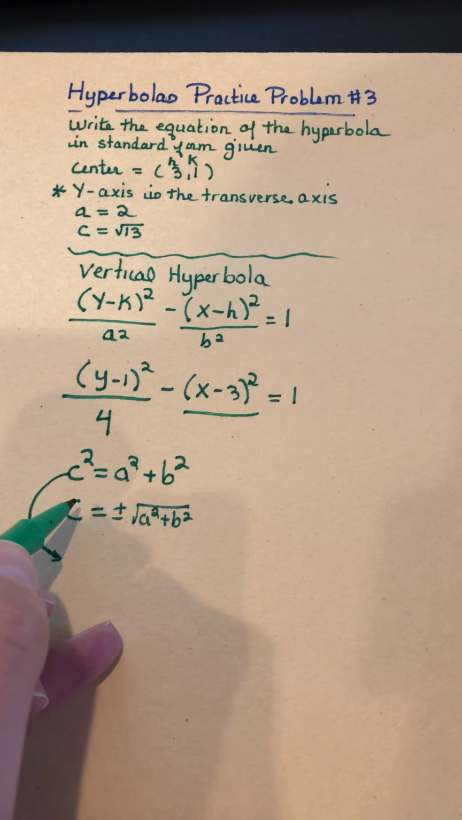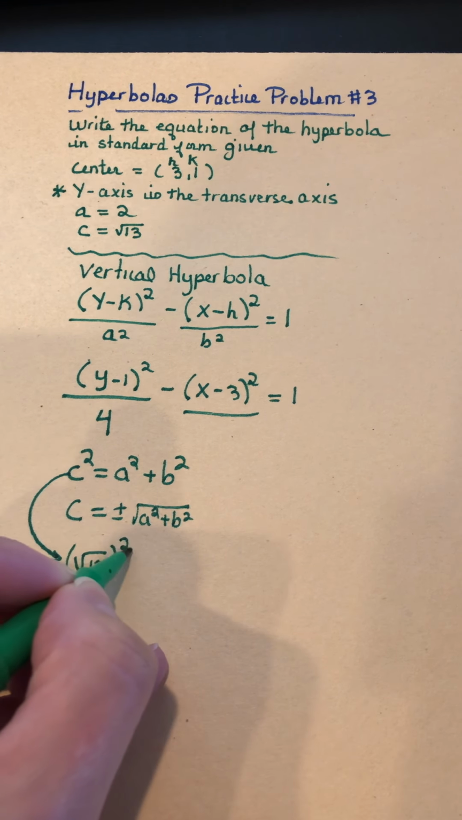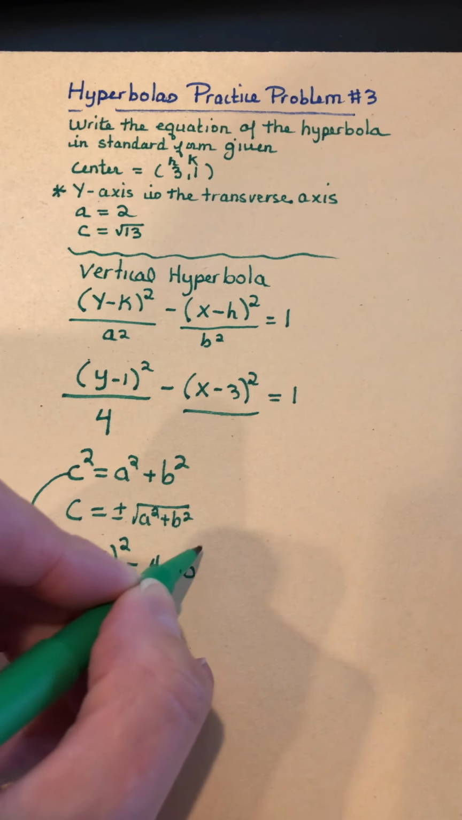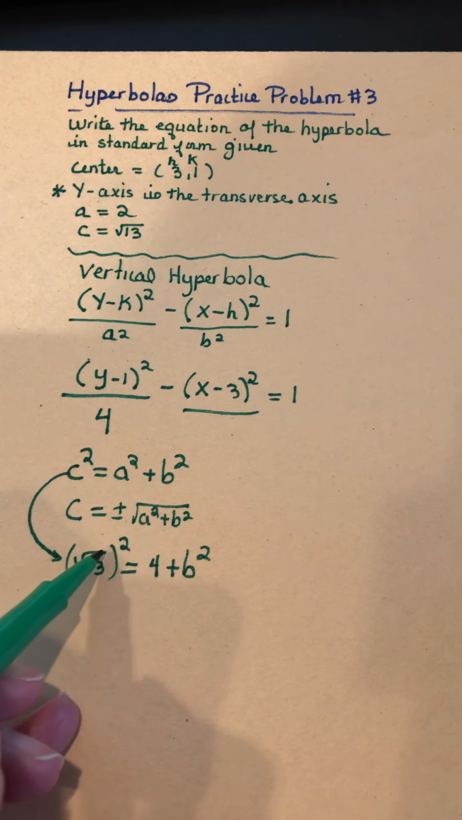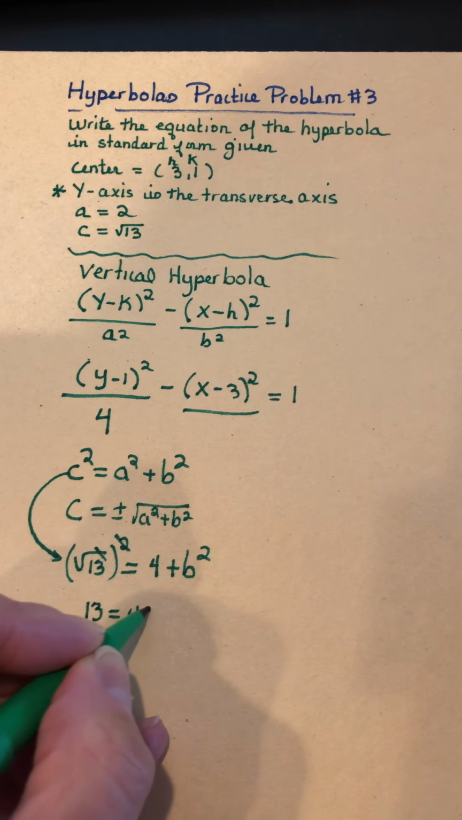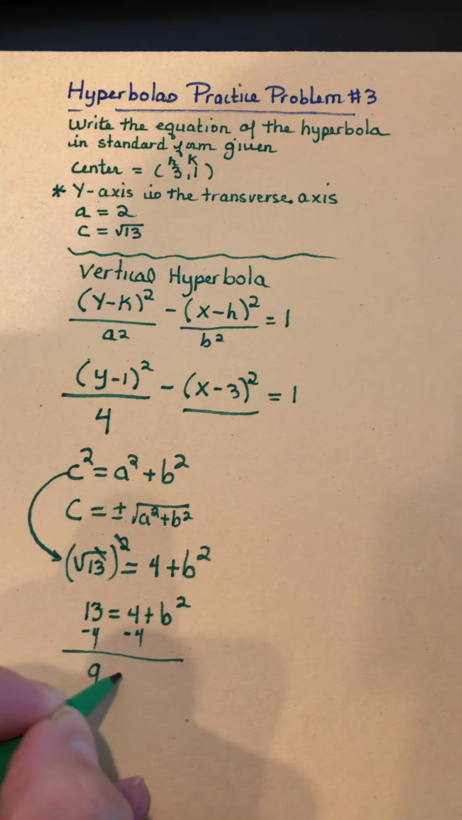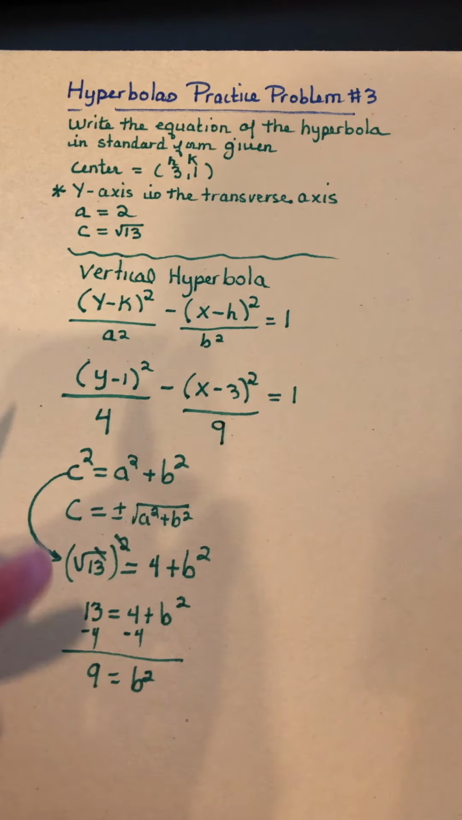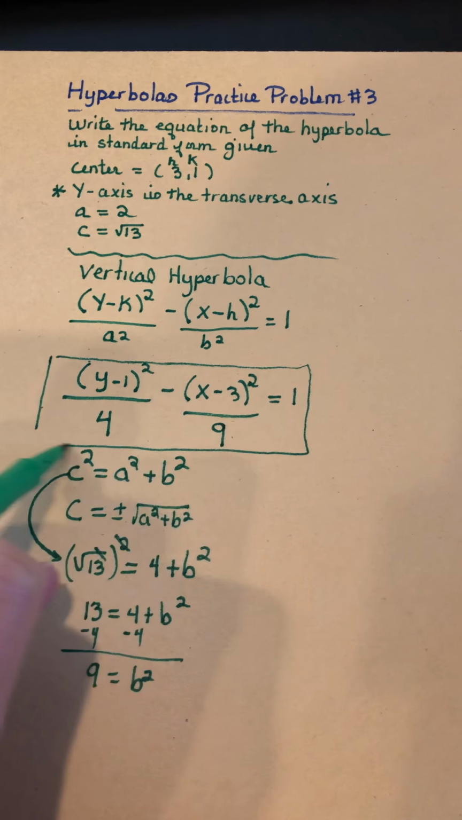So let's look at this one first. If I plug c in, c is the square root of 13, and what I can do is square that. 13 equals 4 plus b squared. That's my unknown. Now, remember that the squared term undoes the square root. So if I subtract 4, 9 is equal to b squared. And so what I can do is put a 9 here, and then I have found the equation in standard form. And that is my final answer.